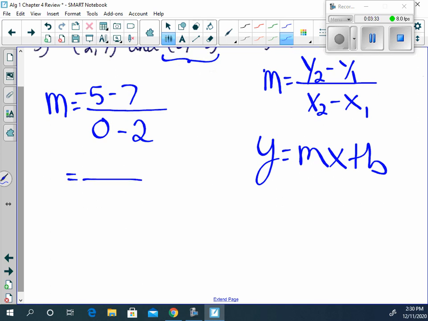So we plug that point in. Now, negative 5 minus 7 is going to be negative 12. 0 minus 2 is negative 2. And negative 12 divided by negative 2, negative and negative make a positive. 12 divided by 2 is 6. So our slope for this equation is 6. So we'll plug it in.